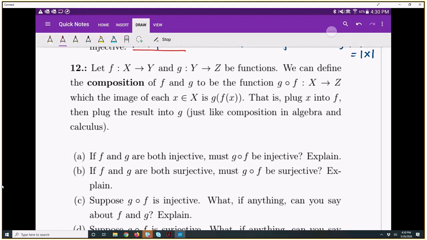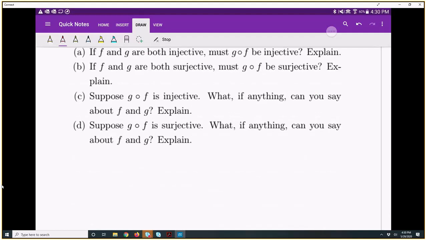The image of each x in the set X under this composition is going to be g of f of x. That is, we're going to plug x first into f and find its image in Y. Then we'll plug that image into g and find its resulting image in Z, just like in algebra. Okay, and the questions are, A, if f and g are both injective, must g composed f be injective? Yes.